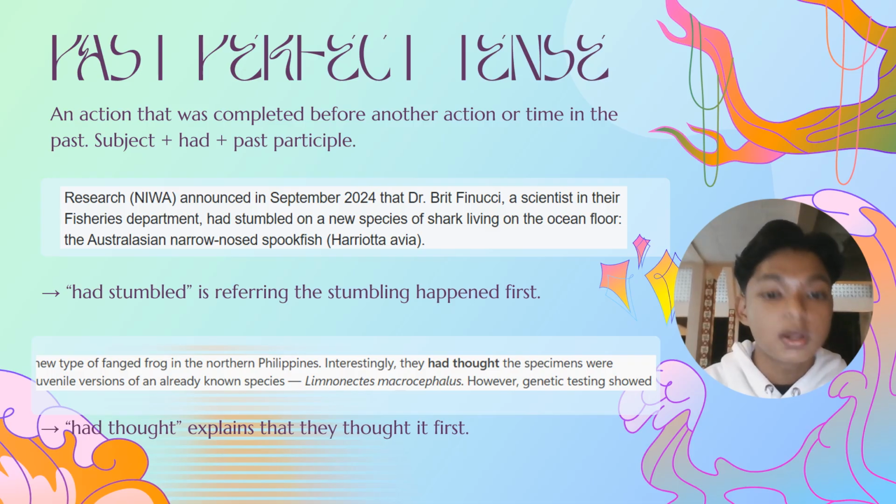In our example, they realized they had stumbled upon a new species. The stumbling upon the species happened before the realizing. Other than that, scientists found an insect that they had thought had gone extinct. The thinking it was extinct happened before they found it. The past perfect had thought makes this sequence very clear.